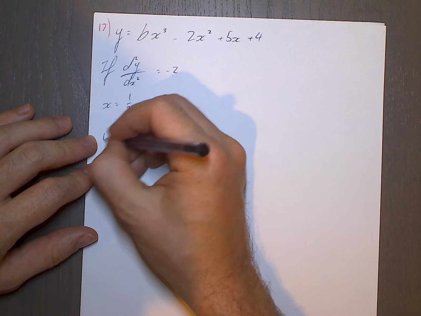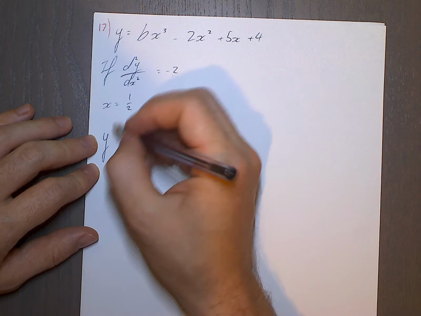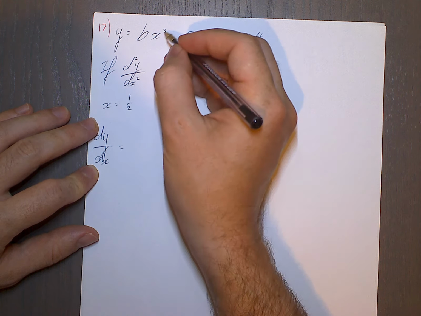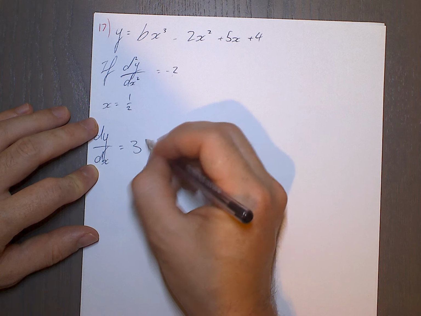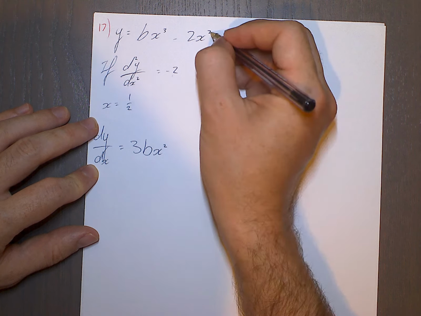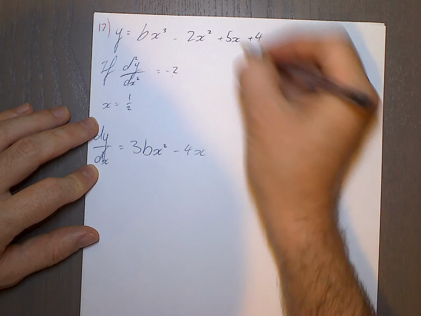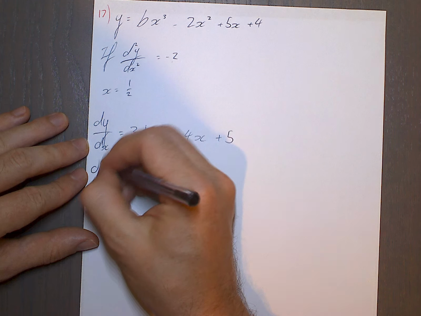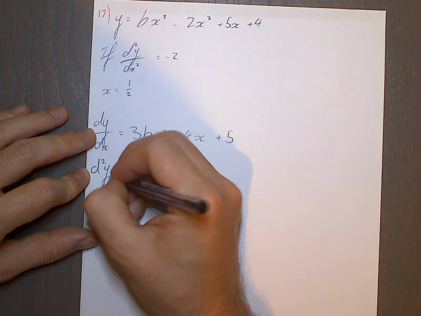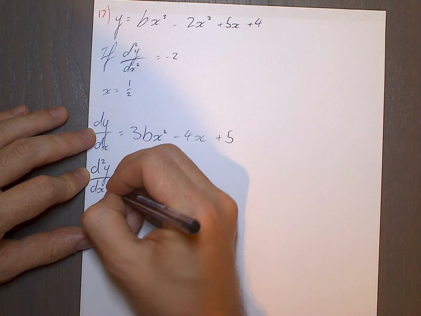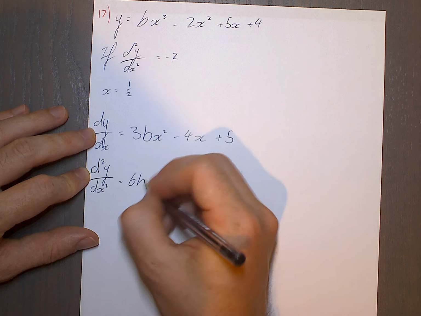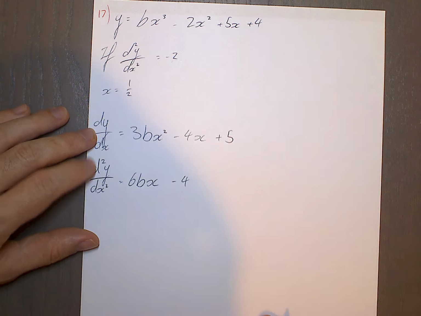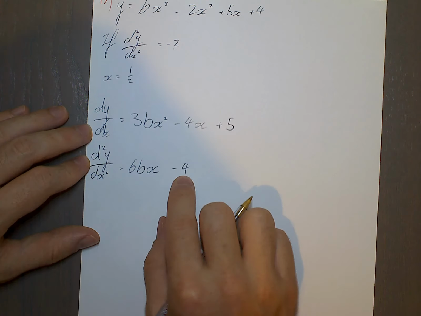So, our y is going to be that. I'm just going to go straight to dy/dx. Differentiating this again. My 3 is going to come down, 3bx squared. My 2 is going to come down, it's going to be -4x. My 5x goes away. Cool. And then I'm going to have d²y/dx². That's going to come down, so it's 6bx. It's going to be -4, and my 5 goes away. Alright, so we got this.